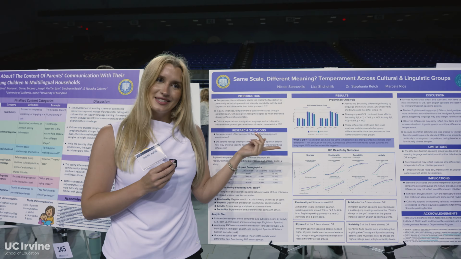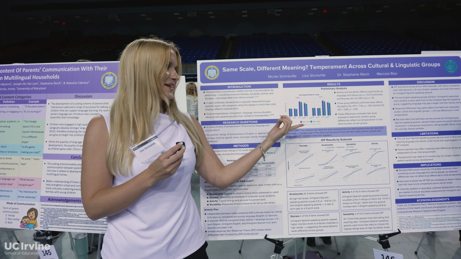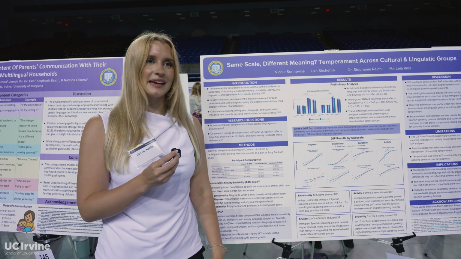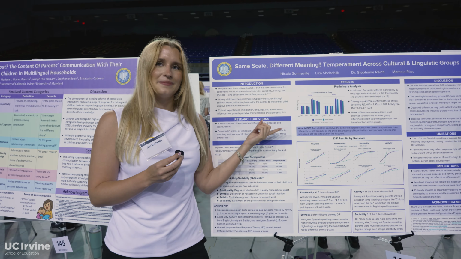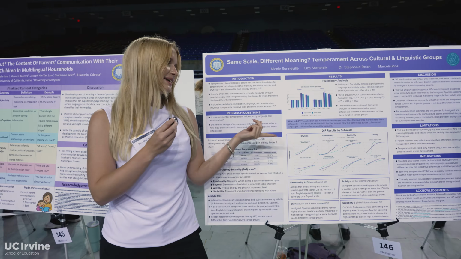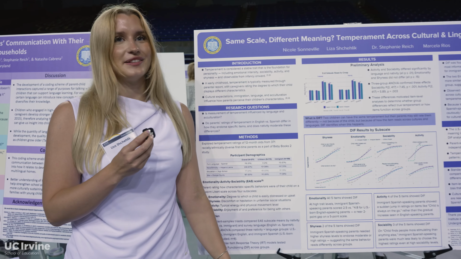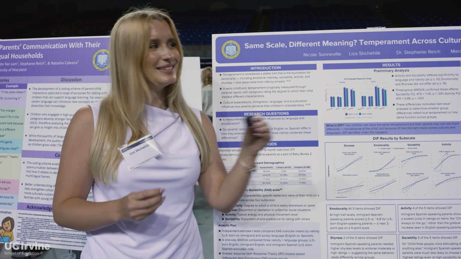But now that we do have a significant difference, it doesn't really explain why. And that's what led to the motivation to see the true temperament differences, like an item-level analysis, because two children can have the same temperament, but parents could still rate them differently. This could be not because of the child specifically, but how the item reads differently around different cultures and languages.